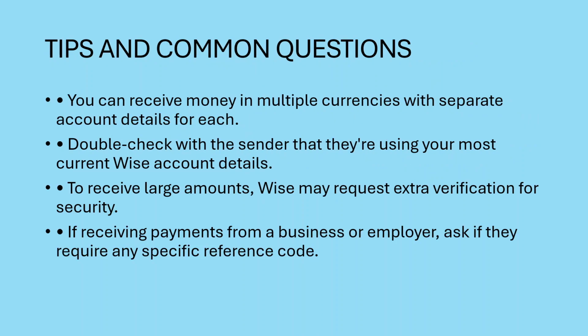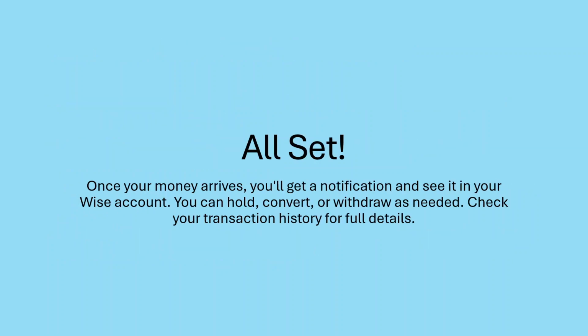Now I have some tips and common questions. You can receive money in multiple currencies with separate account details for each. Double check with the sender that they're using your most current Wise account details. To receive a large amount, Wise may request extra verification for security. If receiving payments from a business or employer, ask if they require any specific reference codes.